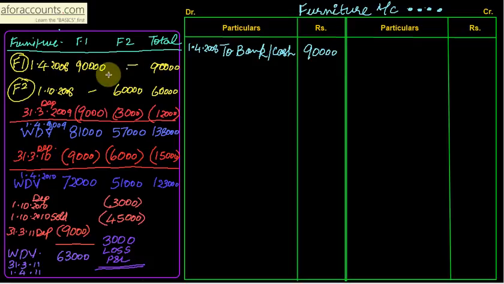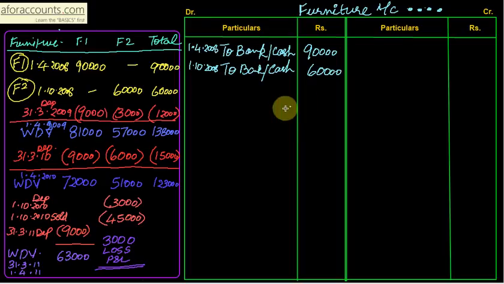Then in the same year on 1/10/2008 another furniture was purchased. So 1/10/2008, 1/10/2008 again furniture account debit to cash or bank. How much? Furniture is purchased for 60,000 rupees.